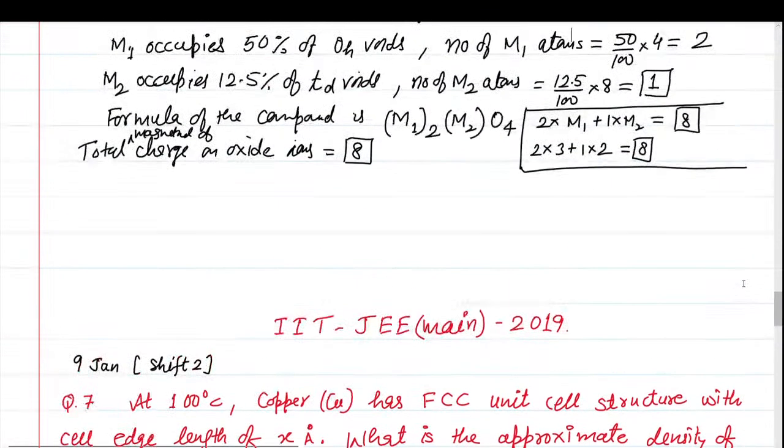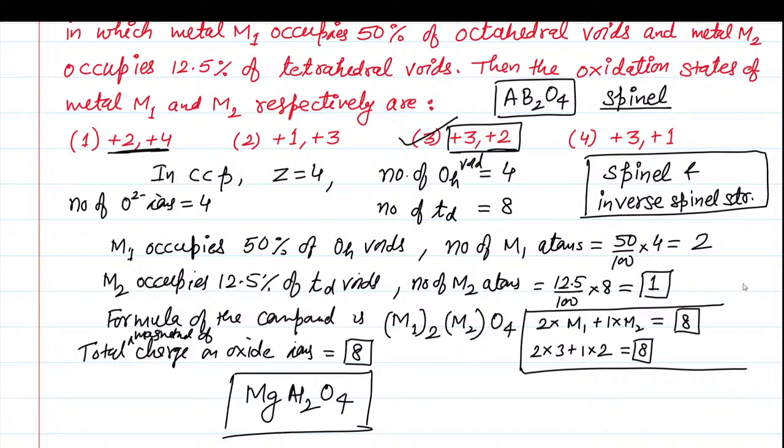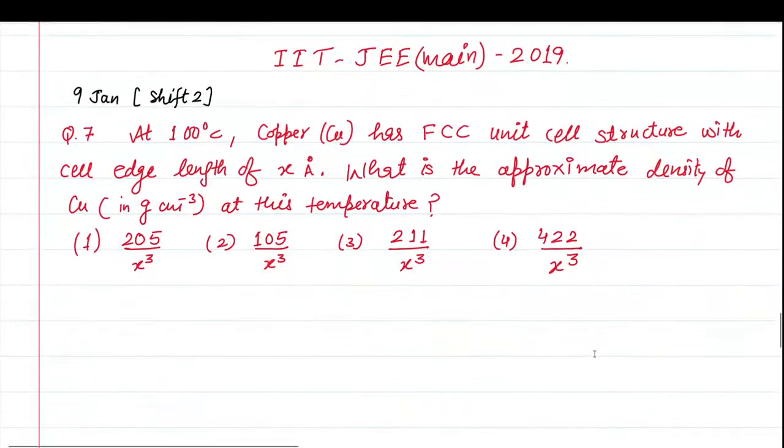So that is AB2O4, just like MgAl2O4. That is spinal type structure. Now, questions from IIT JEE Main.